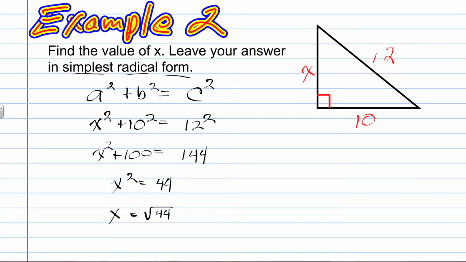Now here comes some factoring. The square root of 44 factors into the square root of 4 times the square root of 11. And we can take the square root of 4, which is 2. And since we can't take the square root of 11 or break the square root of 11 down into any perfect square numbers, the answer in this case, the value of x, or the length of this side, is 2 square roots of 11.